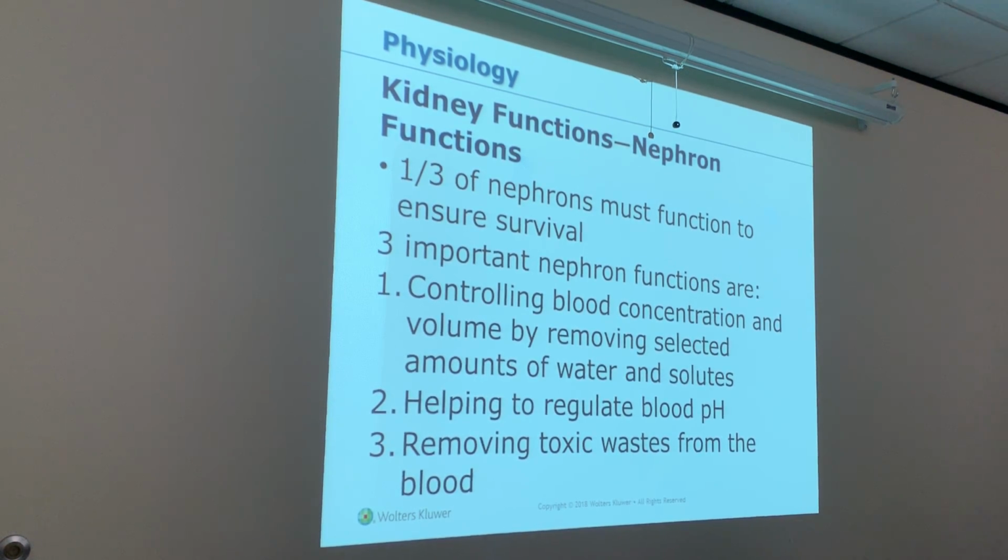So, what is the purpose of the nephrons? They control the blood concentration. They remove water and things that our body doesn't need. They help regulate the pH, and they remove toxins from our blood. What happens if our pH is wrong in our pools? Anybody know that? Makes us itch.